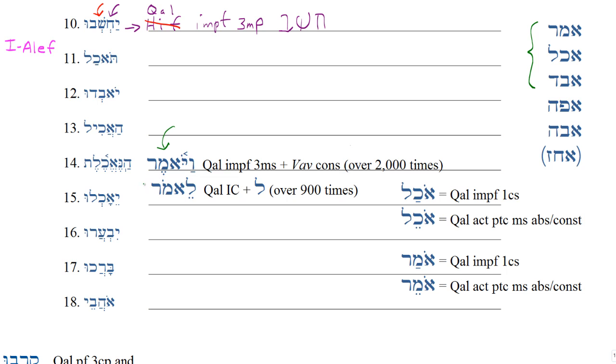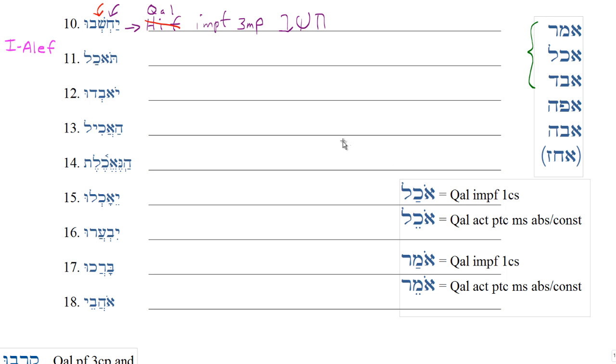One example of a non-imperfect verb where there are some funny things going on is the cal infinitive construct of amar with lamed, where we get lemor. This shows up over 900 times. It just means saying, and it's oftentimes used before reported speech. So these two forms show up a lot, and again, you'll get used to them.